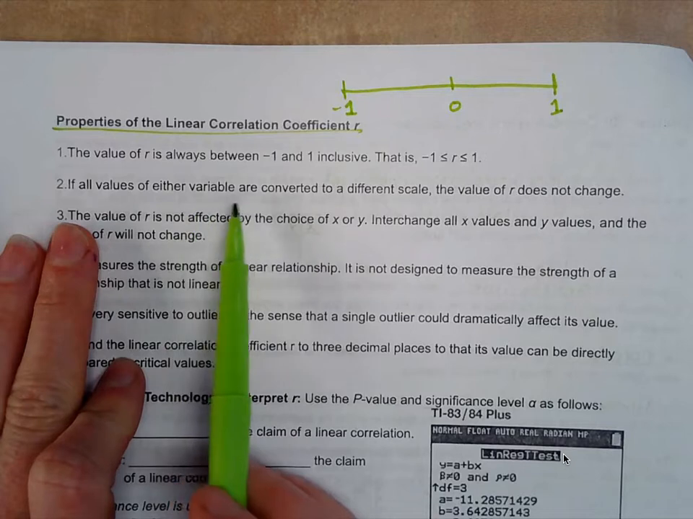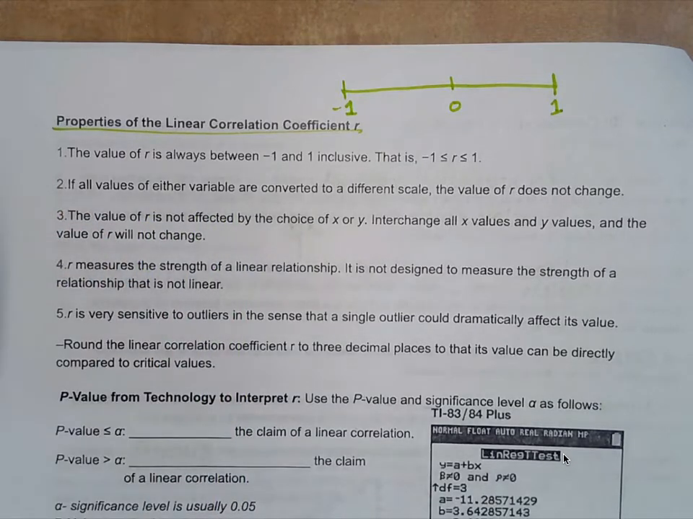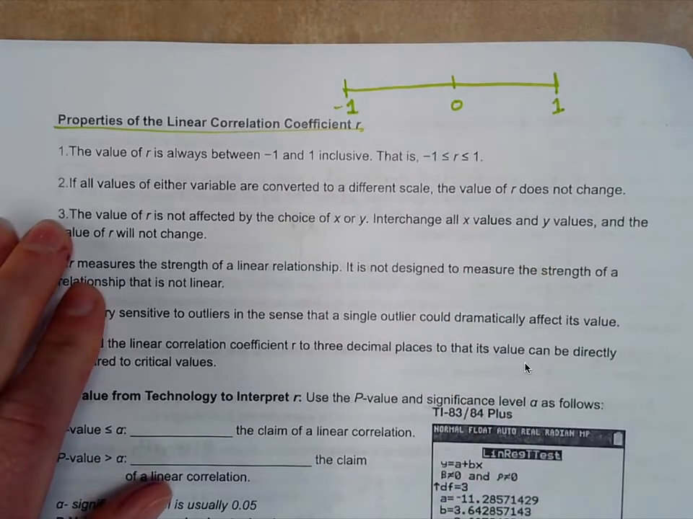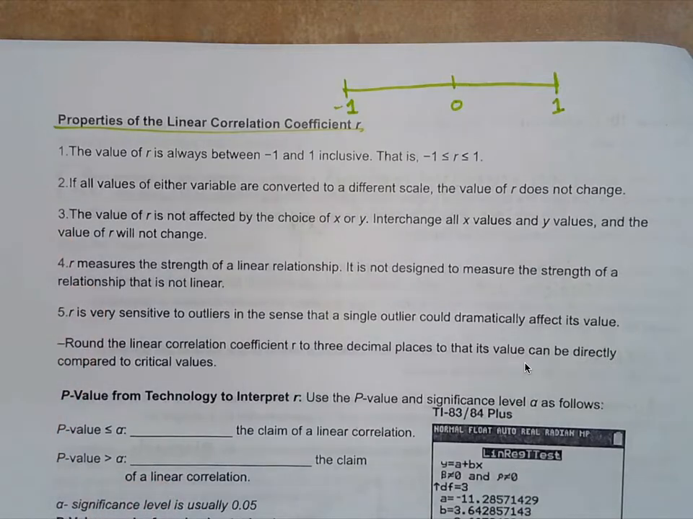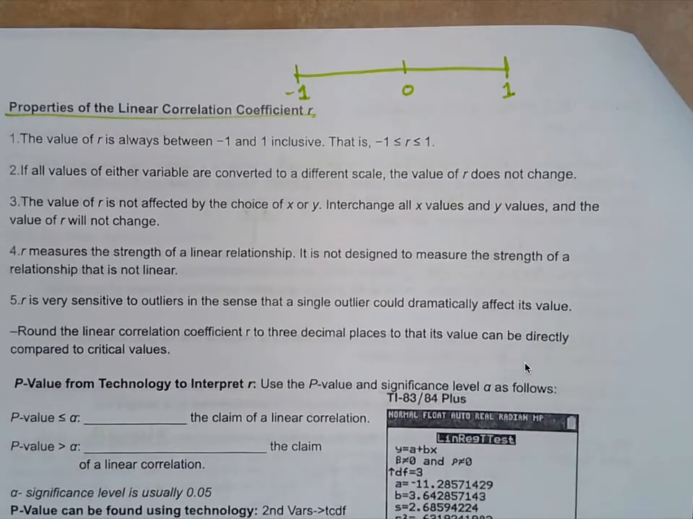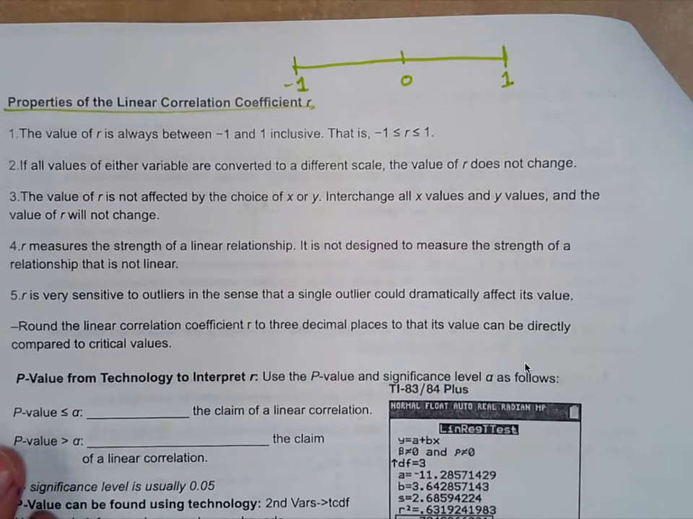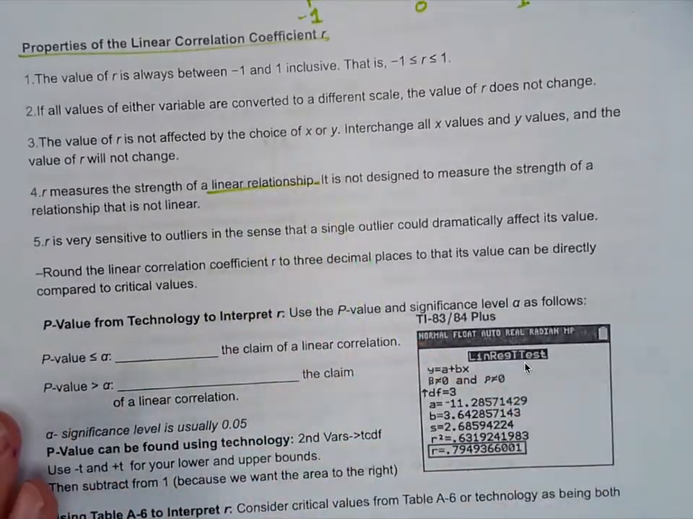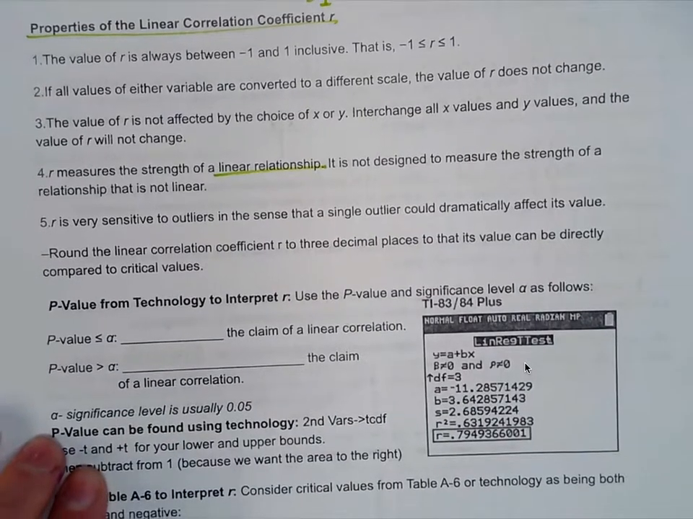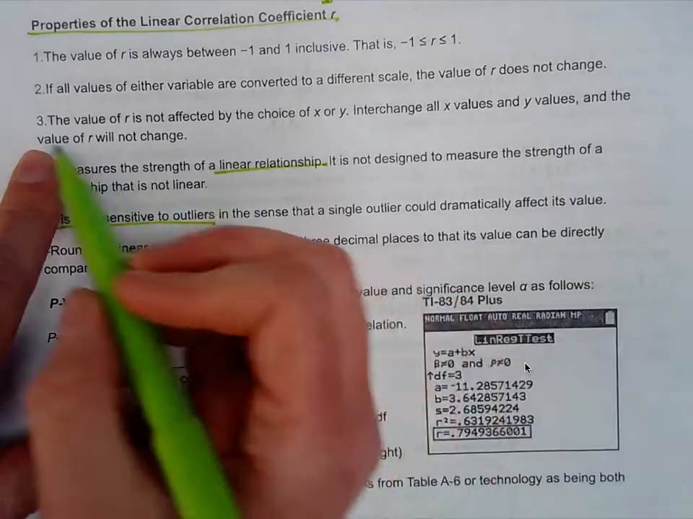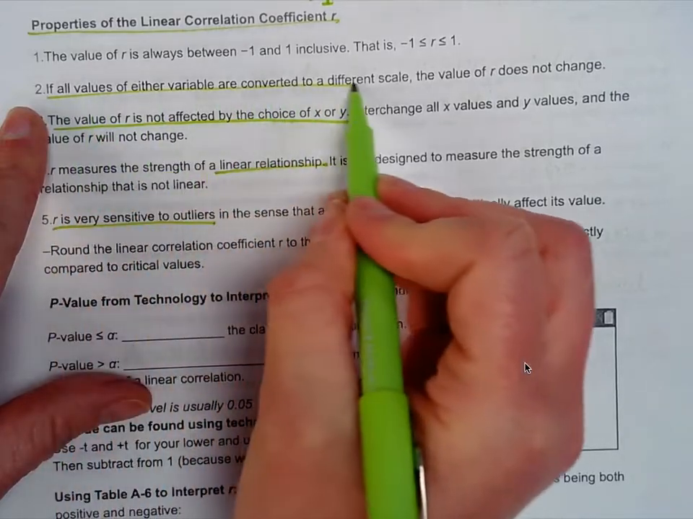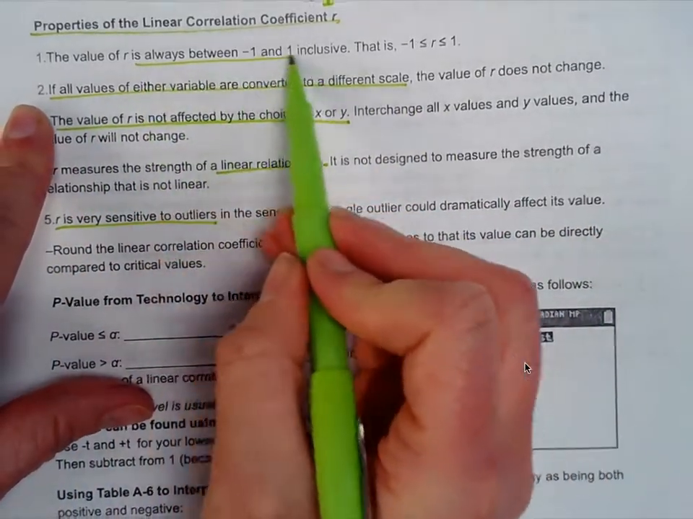If all the values of either variable are converted to a different scale, the value R does not change. The value of R is not affected by the choice of X or Y. You can interchange X and Y, and the value R will not change. R is not designed to measure the strength of a relationship that's not linear. So we're just looking at a linear relationship. And R is very sensitive to outliers. So the importance here: you can interchange X and Y, you can convert to a different scale, R won't change, and it's always between -1 and 1.